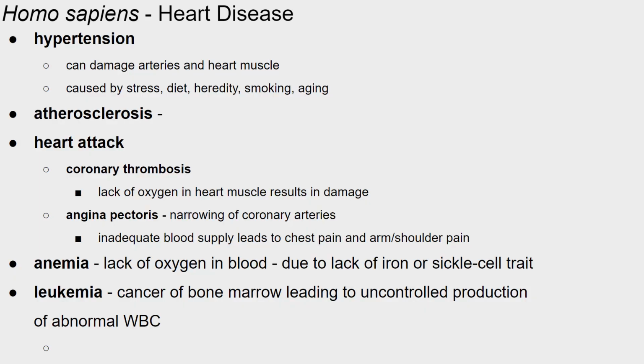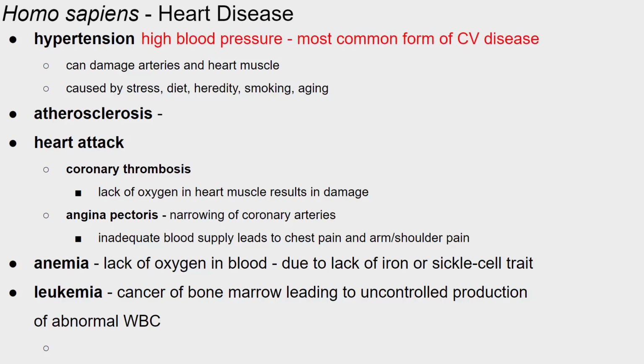So in humans, heart disease or coronary disease or diseases of the circulatory system are one of the most common types of health problems people have, especially as they get older. Some examples: high blood pressure, hypertension. This is the most common cardiovascular disease, when pressure in the blood vessels is higher than it should be. And elevated blood pressure can cause damage to the heart muscle, can cause damage to the arteries.